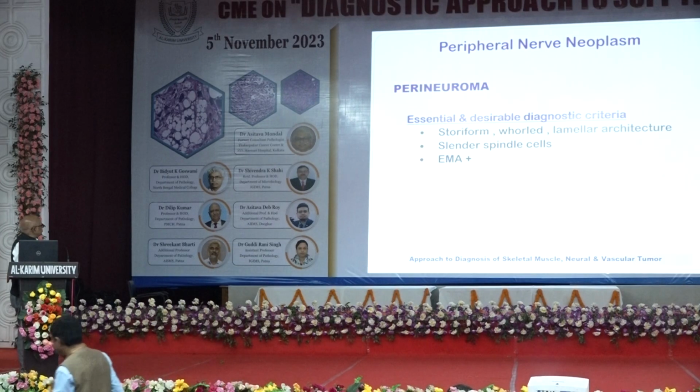So the essential and desirable diagnostic criterion is a storiform pattern. Although it is a very rare tumor, before reporting perineurioma you should have done this IHC. Don't report on histopathology alone, a morphological diagnosis: a storiform, whorled, lamellar architecture with slender spindle cells with EMA positivity.